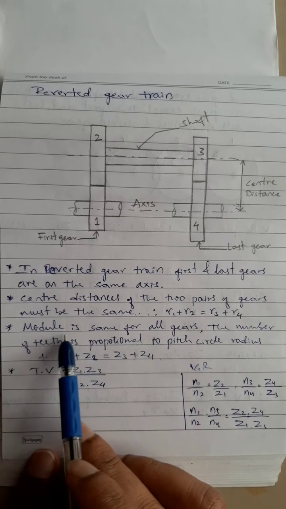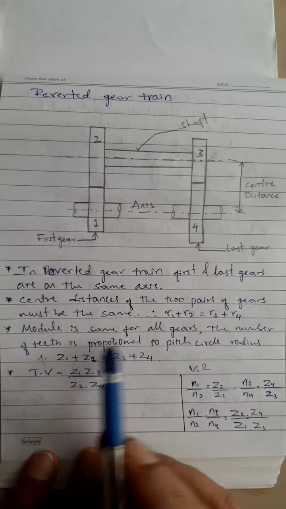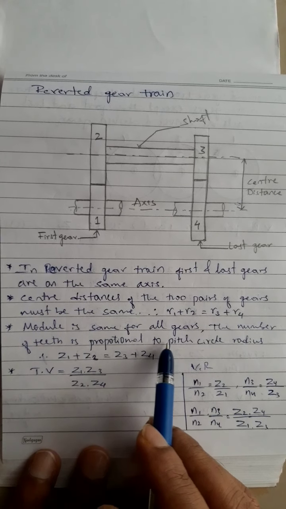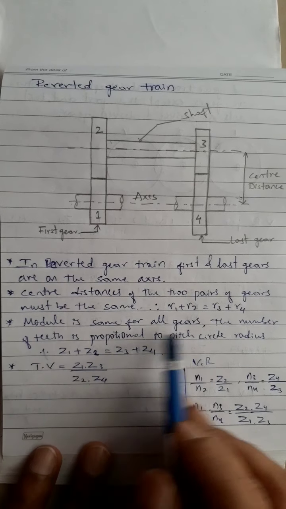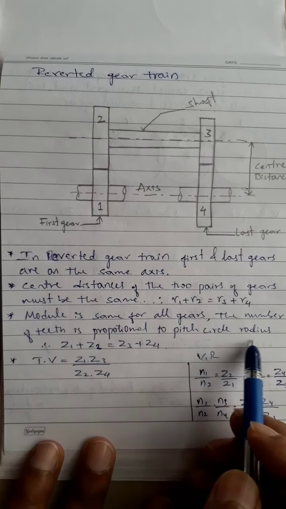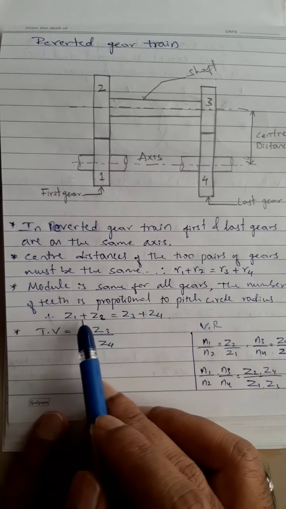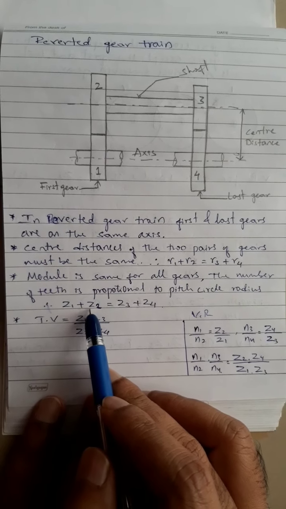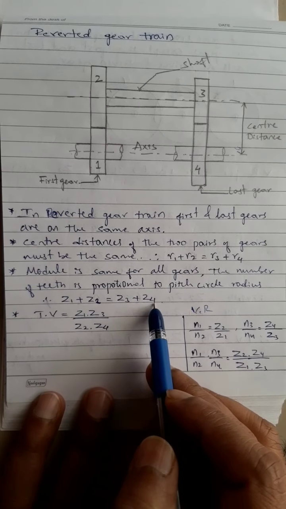The next point is module is same for all the gears. The number of teeth is proportional to the pitch circle radius. So when the module is same for all the gears, obviously the number of teeth is proportional to the pitch circle radius. Therefore we can write this equation as Z1 plus Z2 is equal to Z3 plus Z4.